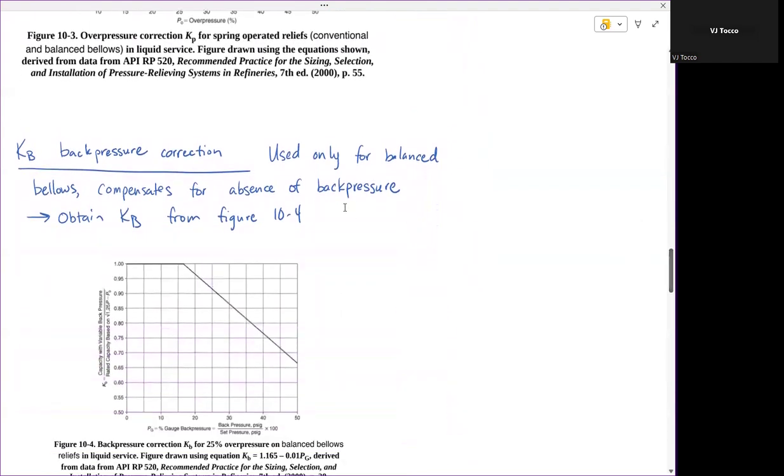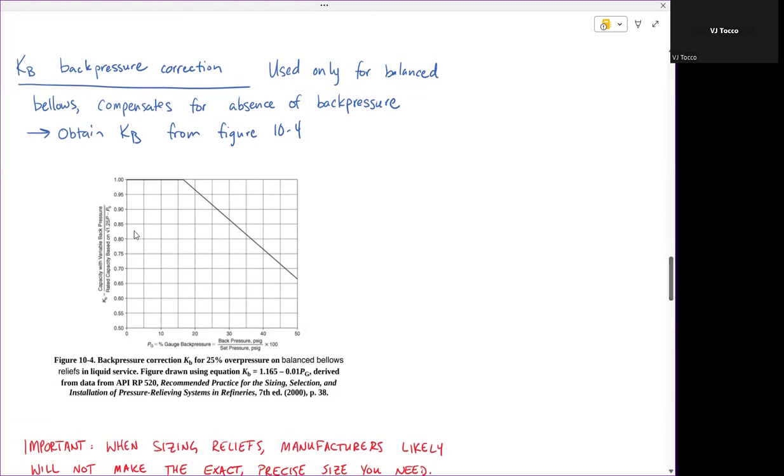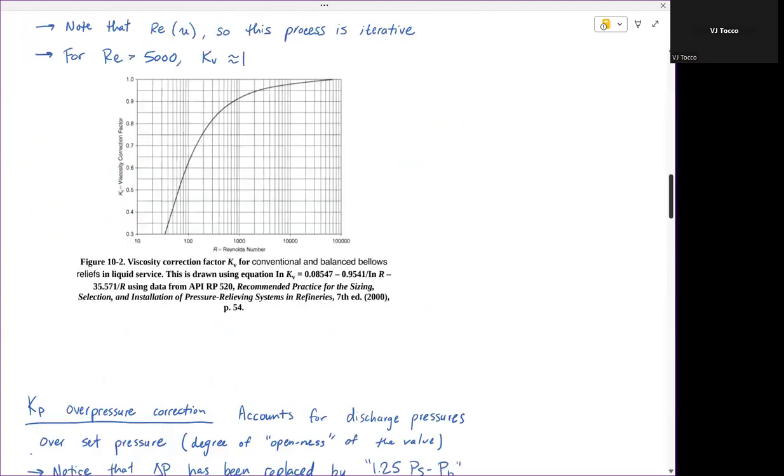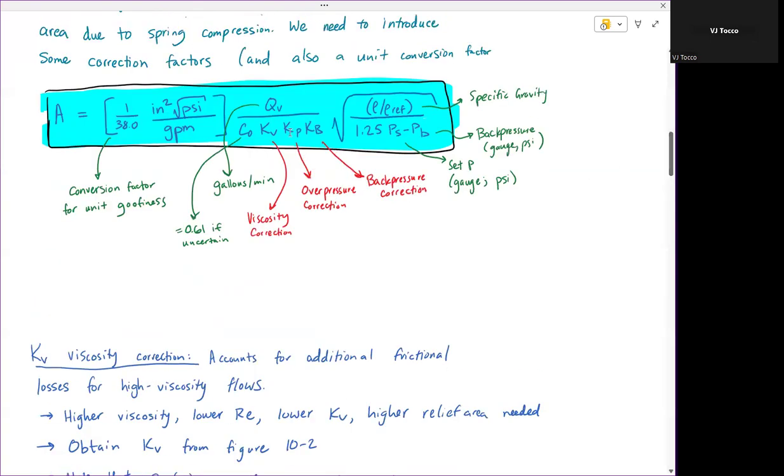Finally, the back pressure correction is used only for balanced bellows. This compensates for the absence of back pressure. So using figure 10.4 here, if you have the conventional spring loaded, you would just say KB is equal to 1. Yeah, that's pretty much all that you need to know in terms of the parameters. So you look up each one of those 3 corrections and you plug it into this equation, and the rest of this is plug and chug.